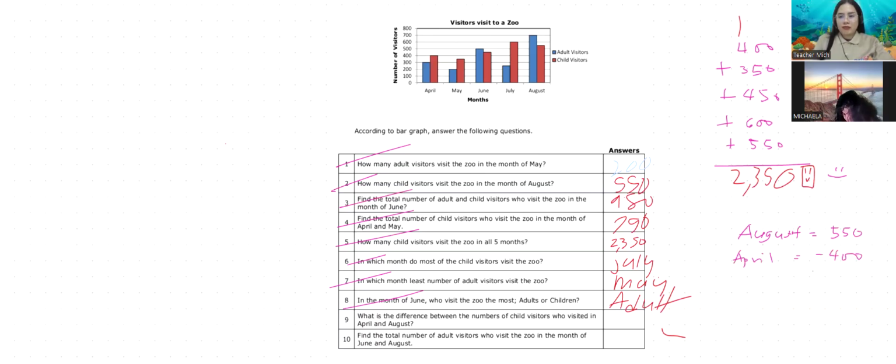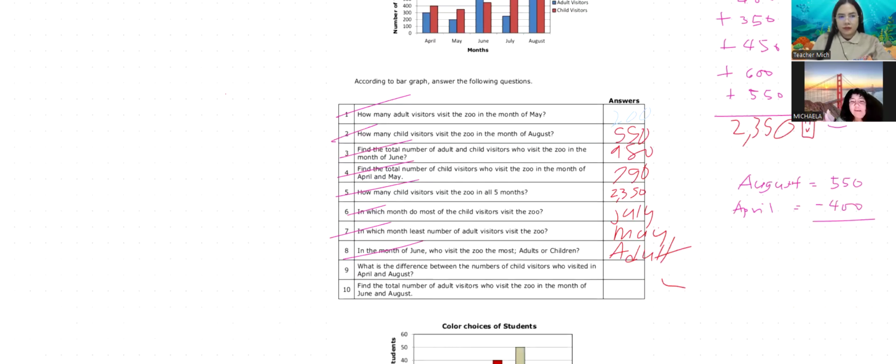What's 550 minus 400? 150. 550 minus 400. Your answer is? 450, 150. Okay, very good. That's 150. Can you please write your answer at our worksheet, anak?